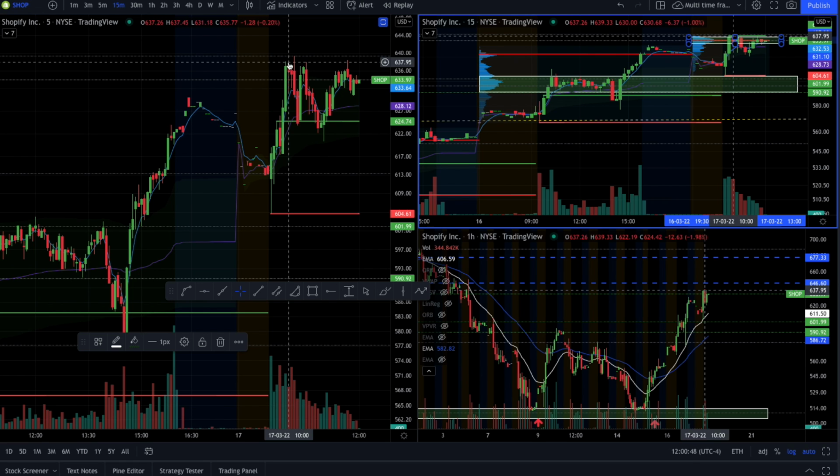But this is one quick way, or one tool that you can add, looking at the hourly time frame and looking at the breaks, right?